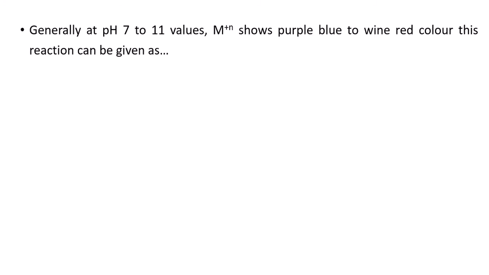So generally at pH 7 to 11 the indicator shows purple blue to wine red color, and the reaction is given as metal reacting with HIn-2, which is blue in color. But when the indicator reacts with the metal ion it shows wine red color, but HIn-2 itself is blue in color.